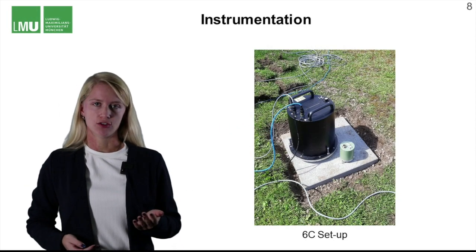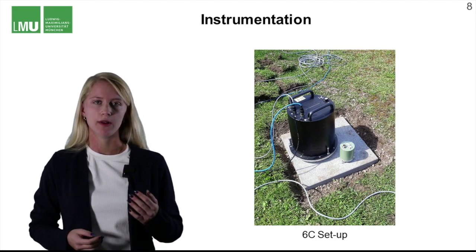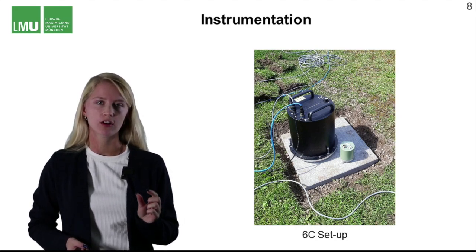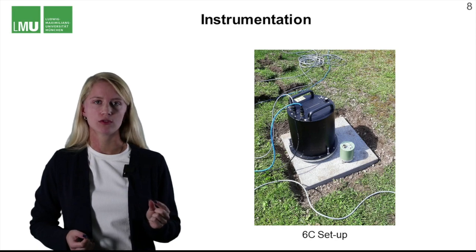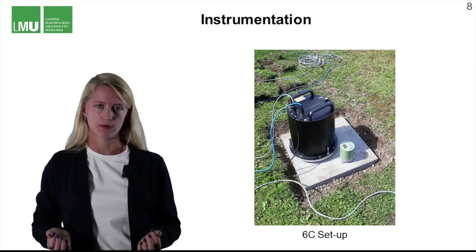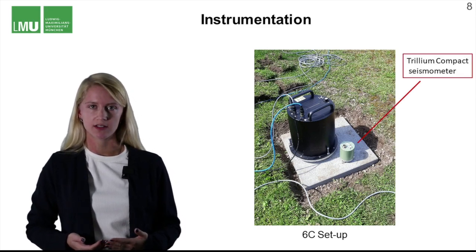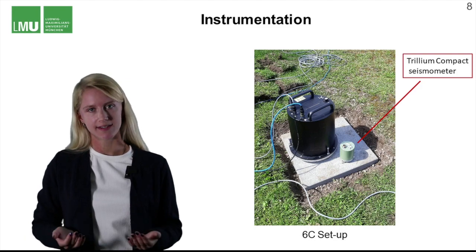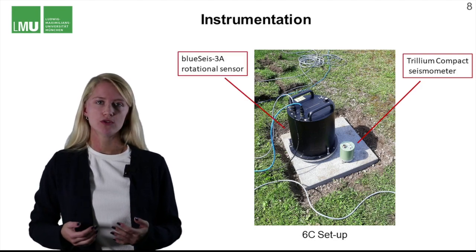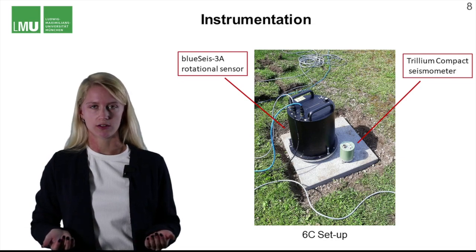So let's look at the instrument setup. For our method, we need 2 instruments which are placed on a common monument very close to each other in order to record the same motion. So it really can be considered a single-station measurement. In our case, we're using a Trillium Compact seismometer in order to record the translational motion, and the blueSeis-3A rotational motion sensor in order to record the rotations.